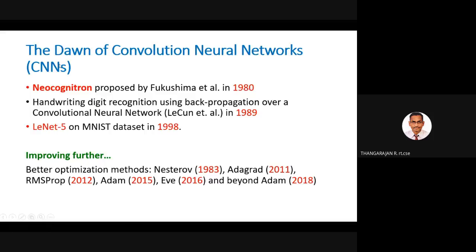So even the convolutional neural network architecture is not new; it is old, based on the experiment involving cats. And further improvements came. People started getting better optimization algorithms like Nesterov in 1983, Adagrad in 2011, RMSProp in 2012, Adam in 2015, Eve in 2016 and beyond. So we have various types of optimization algorithms that we will see in detail as we go along.